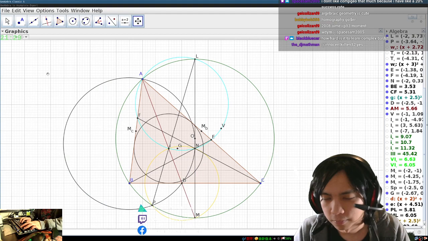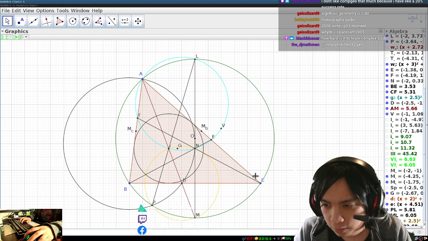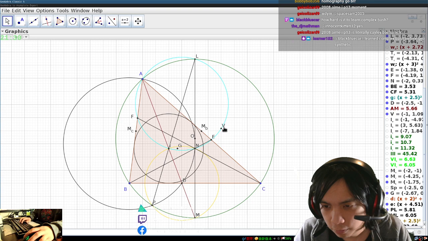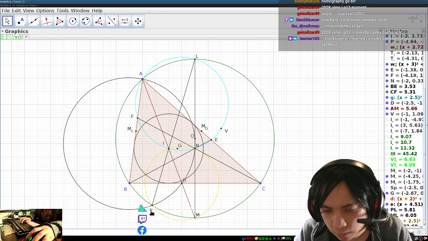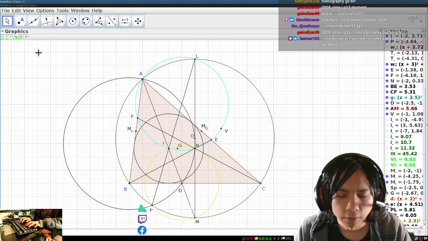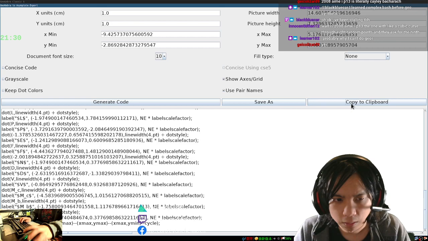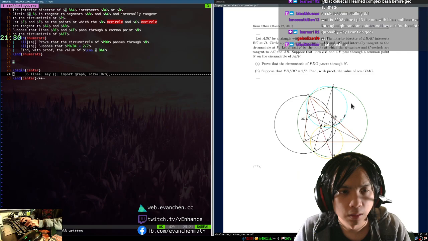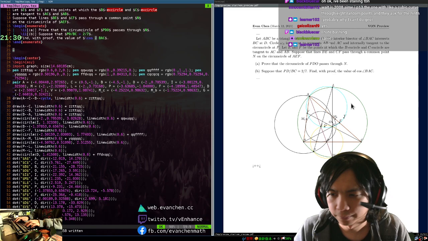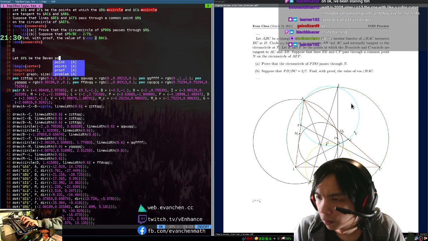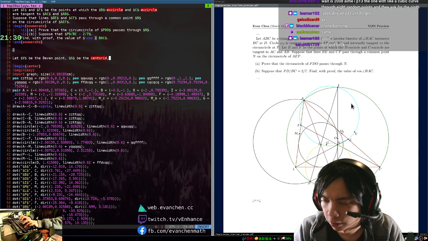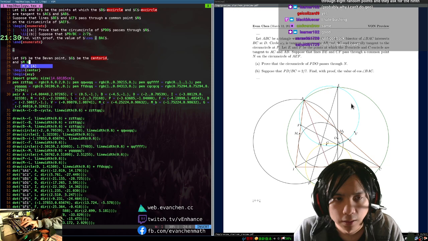Some of these labels are not well placed. So B should be here. C should be here, this direction. F should be out here. V is down here. Okay, so let V be the femoid, G be the centroid. What other points did we define? We didn't actually.